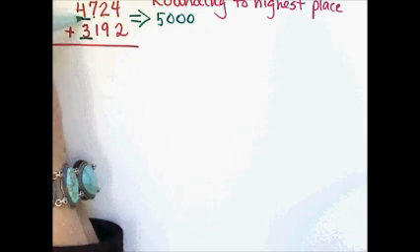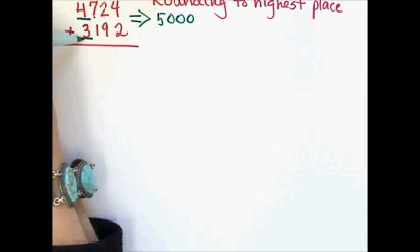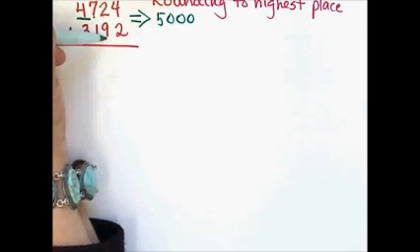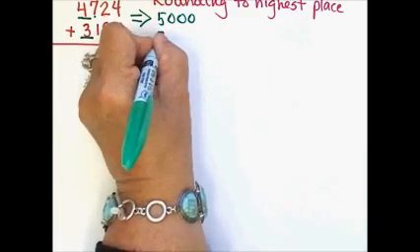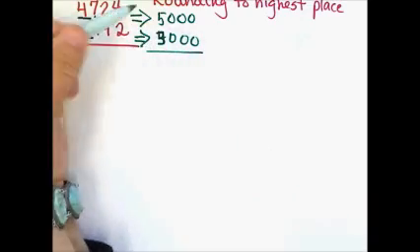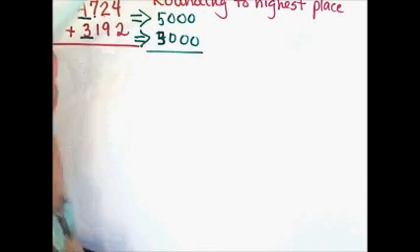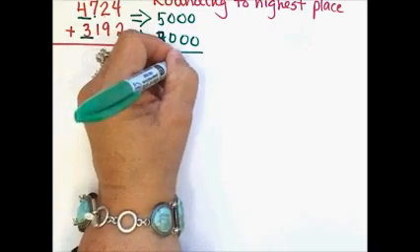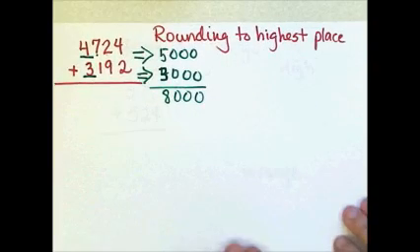And I don't have to remember that rounding rule of 5 or more. Just think about this. Is $4,724 closer to $5,000 or $4,000? It's closer to $5,000. And is $3,192 closer to $3,000 or $4,000? It's closer to $3,000. Then I add these two together, and 5,000 plus 3,000 is 8,000. So by rounding to the highest place, I get 8,000.